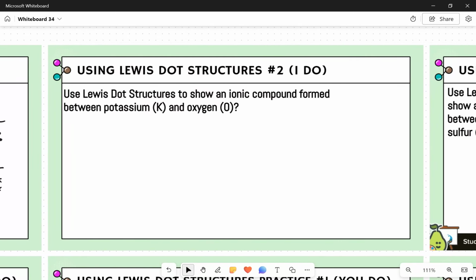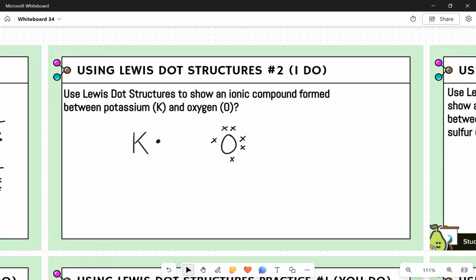It says, use Lewis dot structures to show an ionic compound formed between potassium and oxygen. So here's what we're going to do. I'm going to draw the Lewis dot structure for potassium. Put a dot right there. Draw the Lewis dot structure for oxygen. I like the X method, so I'm going to go ahead and do that. So potassium's got 1 valence electron and oxygen has 6.